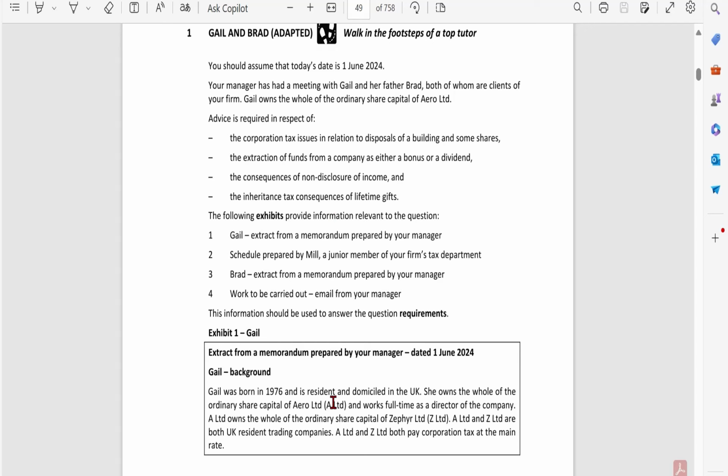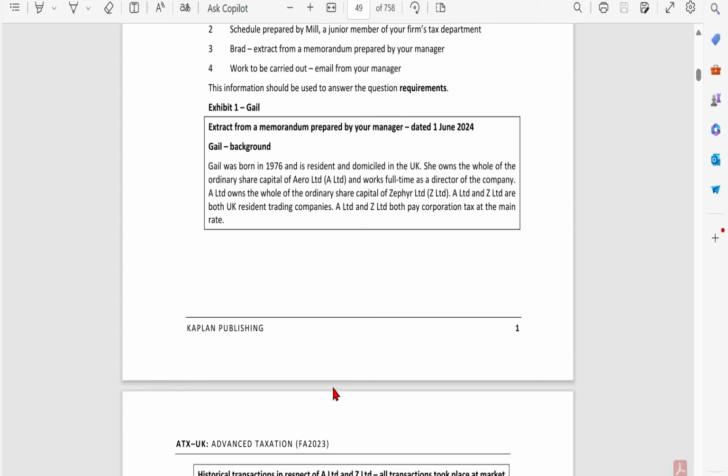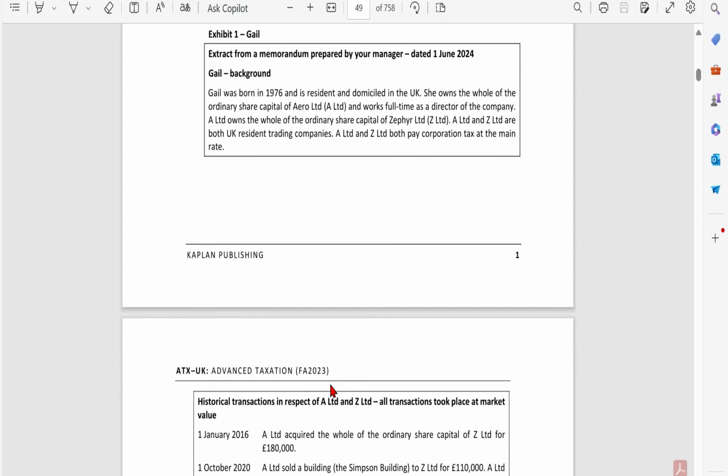So we have to identify from these topics which reliefs are applicable, and how the gain and tax are calculated. We will go through the scenario and pick out the things. In the first exhibit, the background about Gale is given: she was born in a particular year, is resident and domiciled in the UK, owns the whole of the ordinary share capital of Aero Ltd, and works full time as a director of the company.